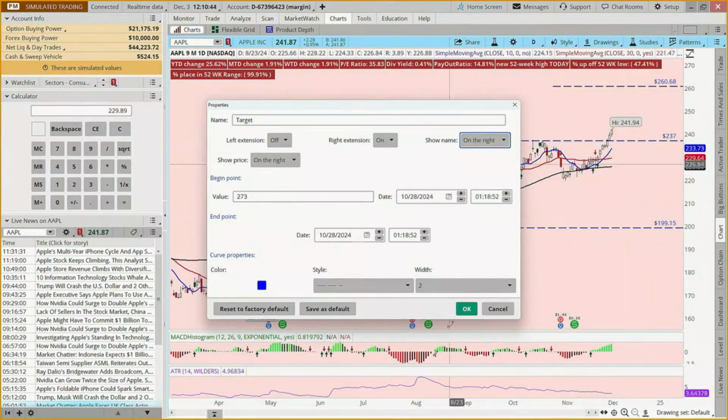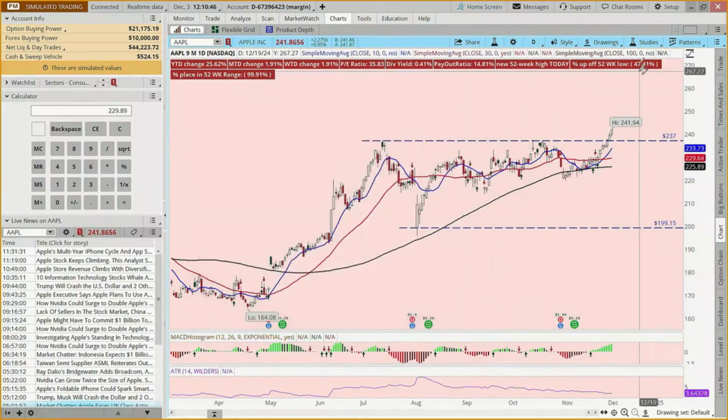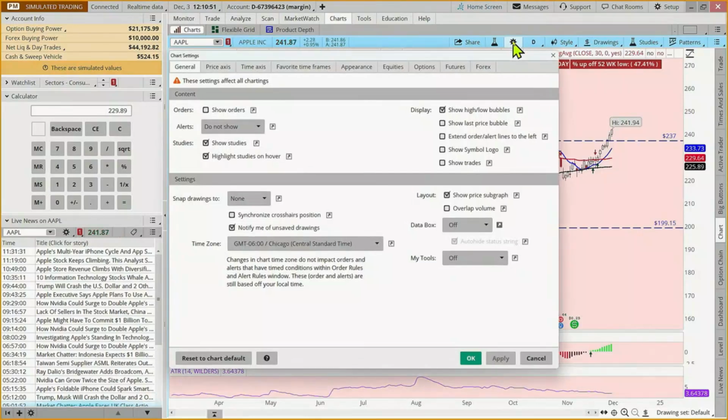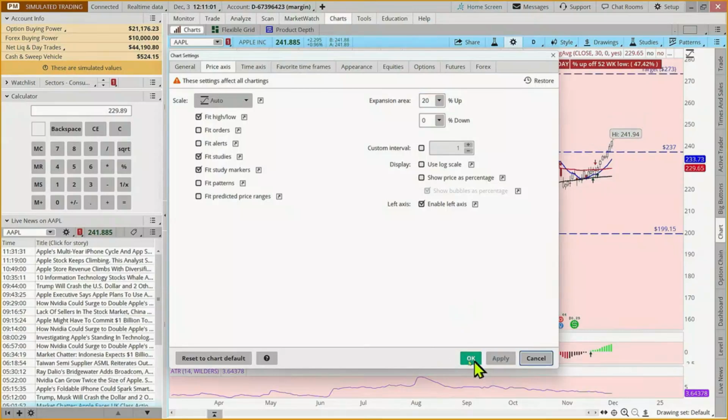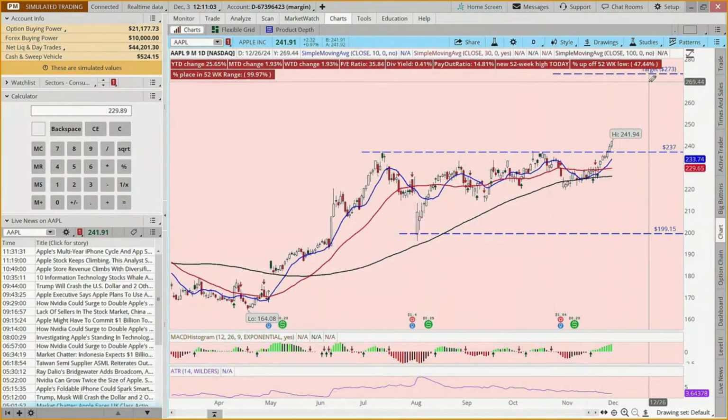And that's on the right. So now we can't even see this. In order to see this on the chart, we'd have to come here to our price axis and make this a bigger number up, say 20%. We might be able to see it. Apply. Okay, so now we can see our target.